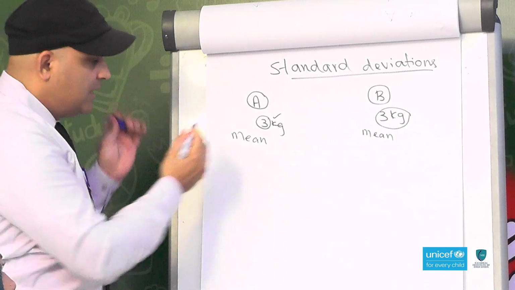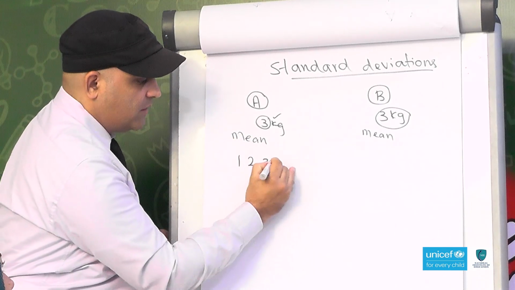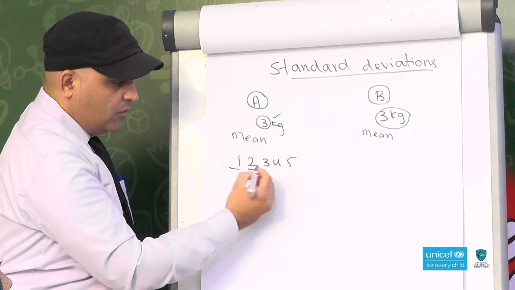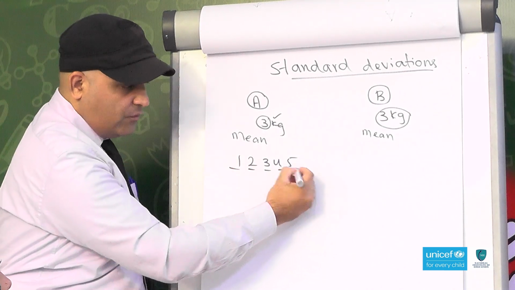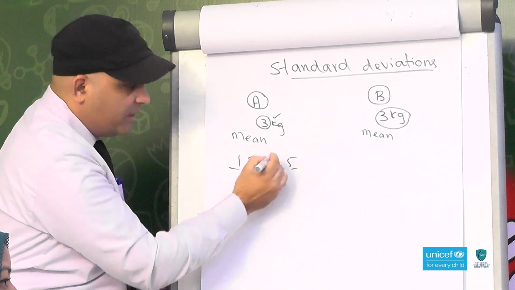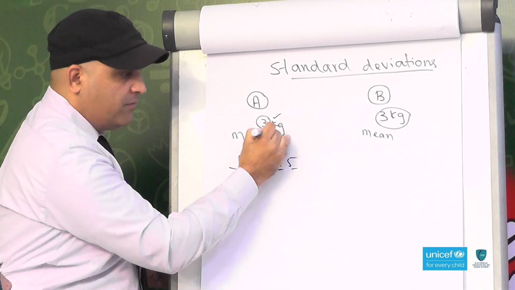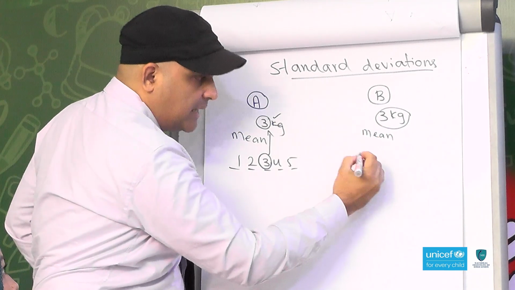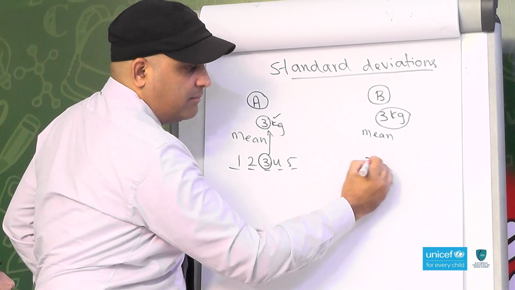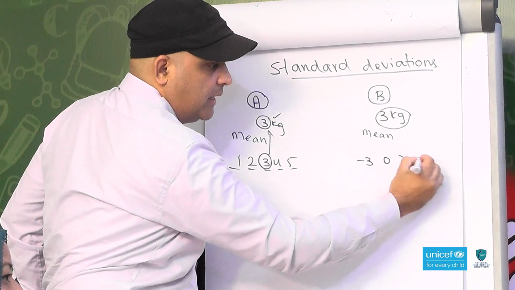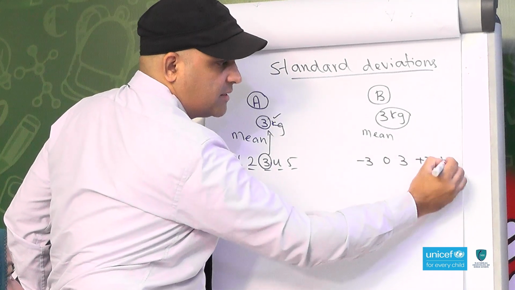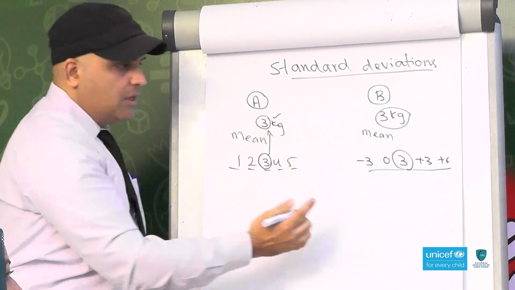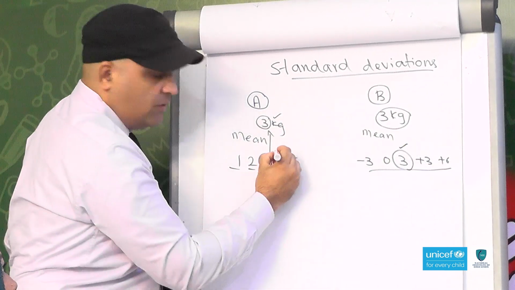For example, you might have got values like this: 1 kg improvement in one person, 2 kg improvement, 3 kg, 4 and 5 kilo improvement. When I calculate the mean, it is 3. Here I might have got values like -3, 0, 3, then +3 and +6. In this case also the mean is 3, if you calculate. So mean 3 here, mean 3 here.